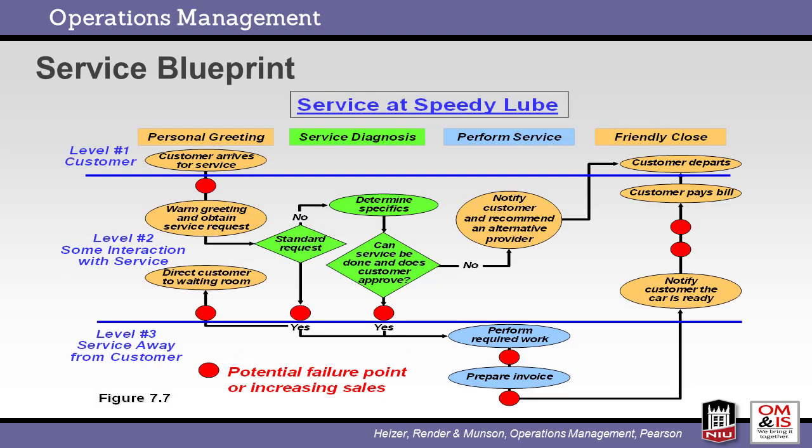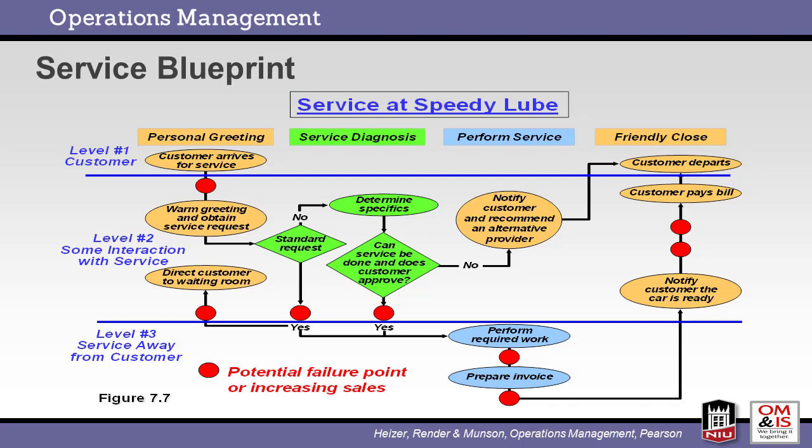This service blueprint displays the processes found at Speedy Lube. The first level represents the customer. The second, middle level, depicts the interaction with the customer, while the third level displays process steps away from the customer. Using our standard mapping methodology, ovals represent process steps, while diamonds represent decision points.